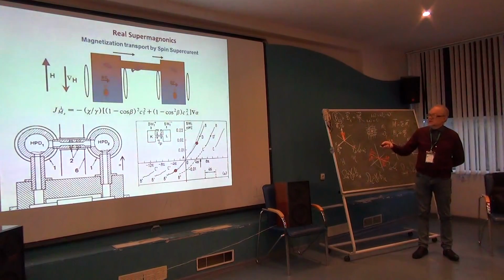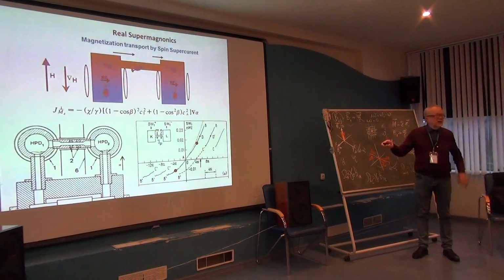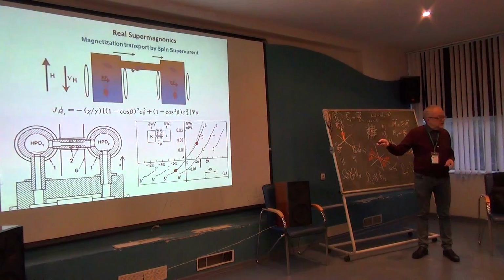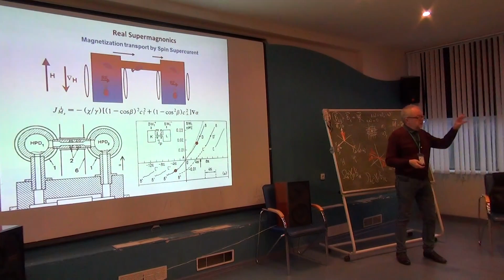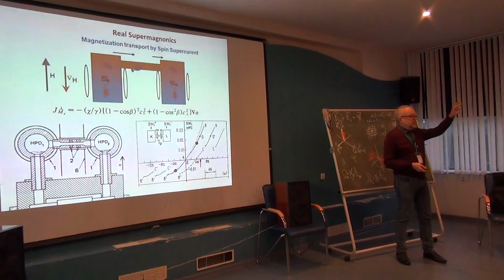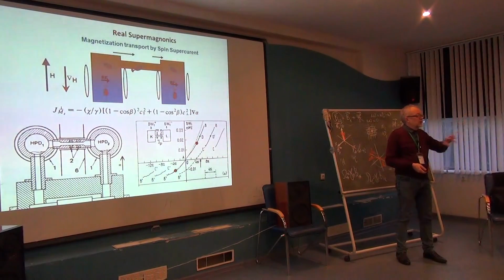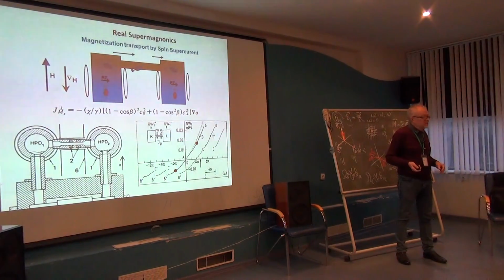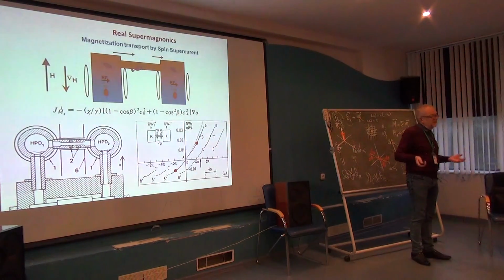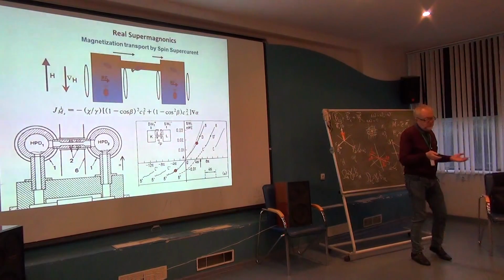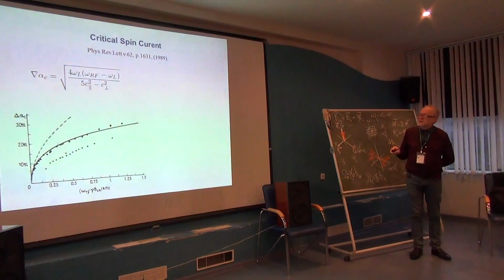Furthermore, in some conditions, we can get the situation when on one side energy is absorbed and on the other side it is radiated. So magnons are moved by superfluid current from one cell to the other. One absorbs radio frequency energy and the other radiates radio frequency energy. So this is typically a magnonic transformer, which transports magnetization.